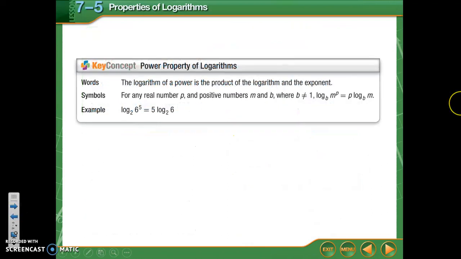All right, third and final property for this section is called the power property. This one is interesting. It says the logarithm of a power is the product of the exponent and the logarithm. Basically what happens is if I have a logarithm and inside my logarithm I have something to a power, something with an exponent, that exponent, which in this case is a 5, is the same as writing it as the coefficient of the logarithm. So this is 5 times log base 2 of 6.